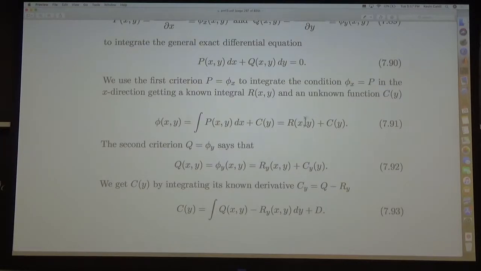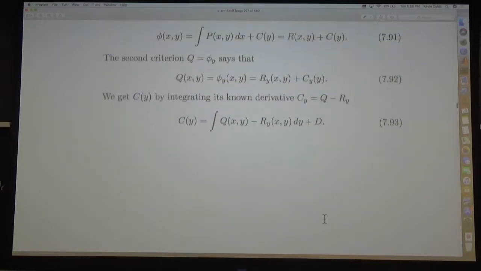But we know what p is, so we know what r is. But c of y is an unknown function of y. On the other hand, the second criterion, which is that q is phi sub y, means that we have phi equal to this, so that's the y derivative of this structure. Consequently, we can rewrite that as c of y is the integral of q minus r sub y, and we can then imagine doing that integral and adding a constant of integration.